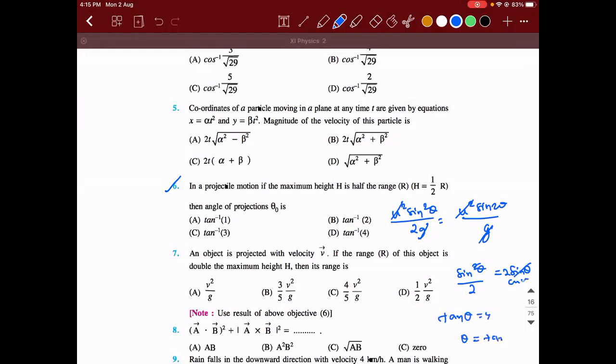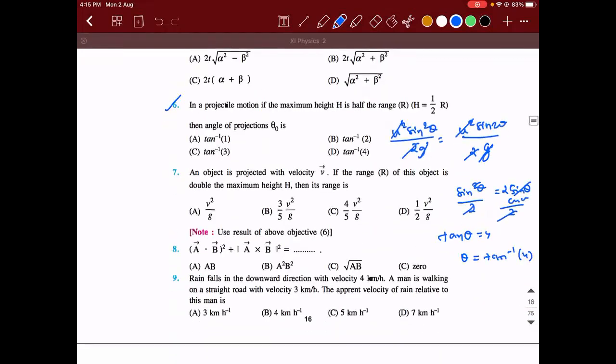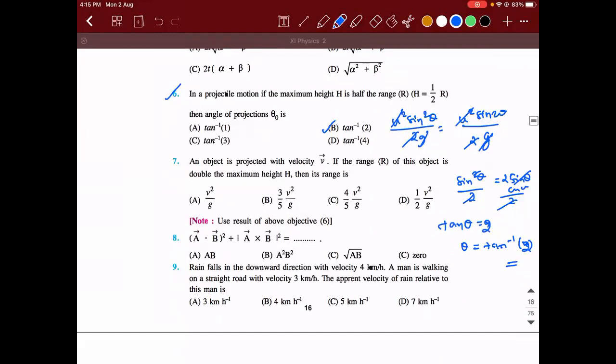Sir, it should be half, right? Half of U square sine 2 theta. Oh, half is there, sorry. Yeah, then 2 and 2 will get cancelled. Then also you'll have a 2 there. Sine 2 theta is 2 sine theta cos theta. Yeah. So tan inverse 2. Answer should be tan inverse 2. I hope you guys got it. Yes, sir. Right, that's good.